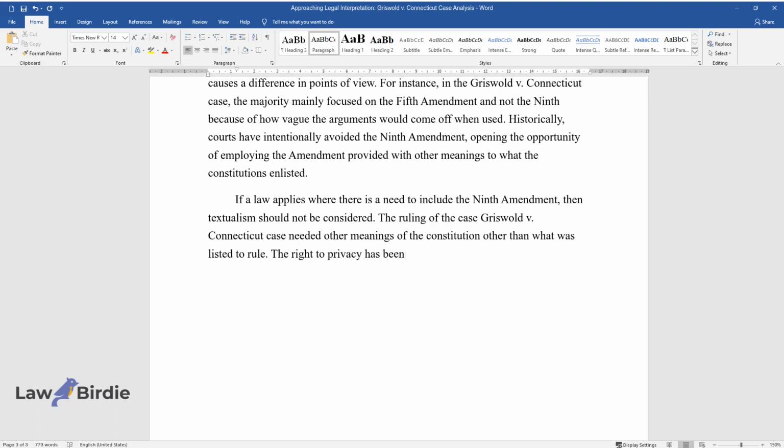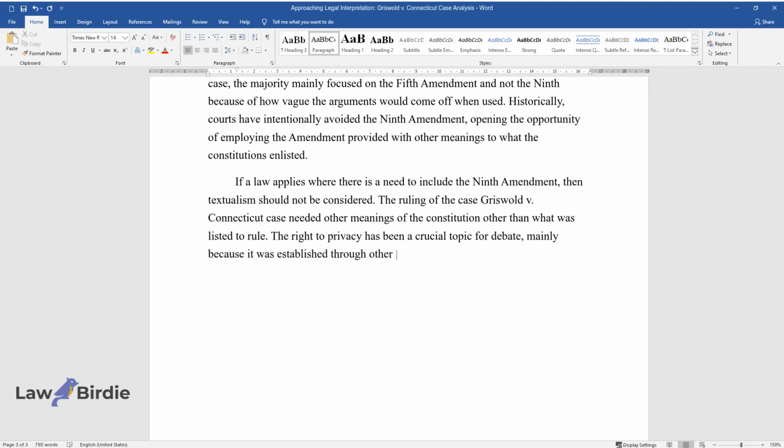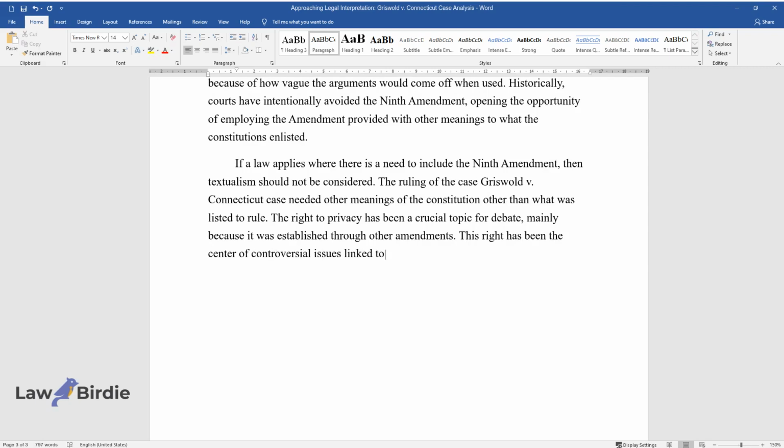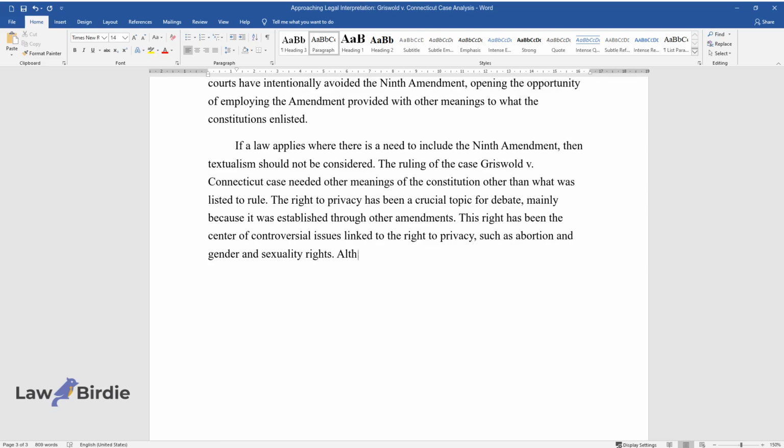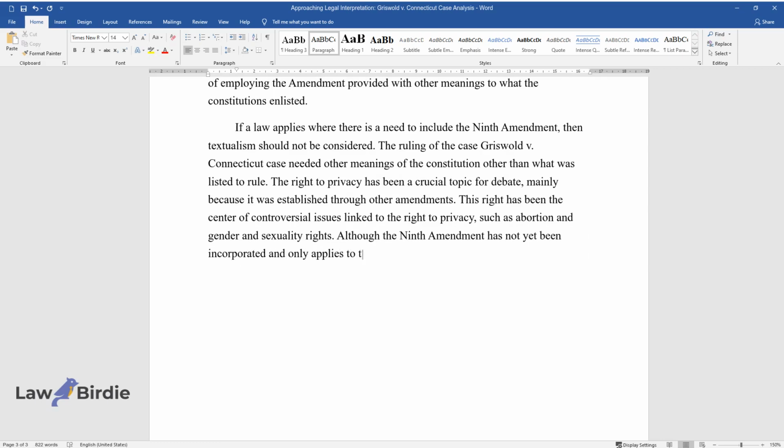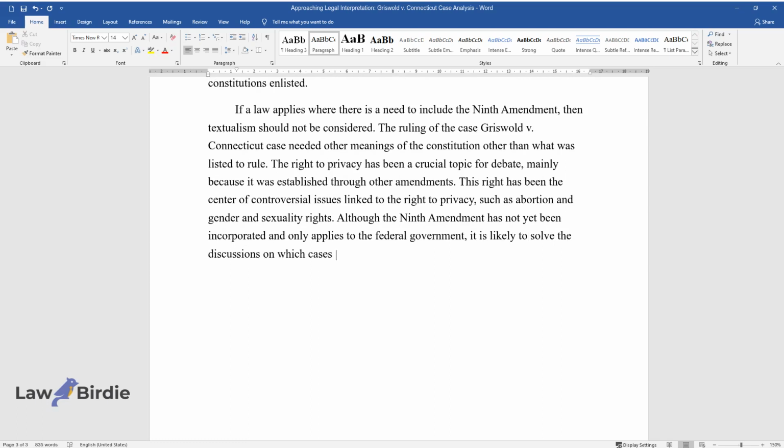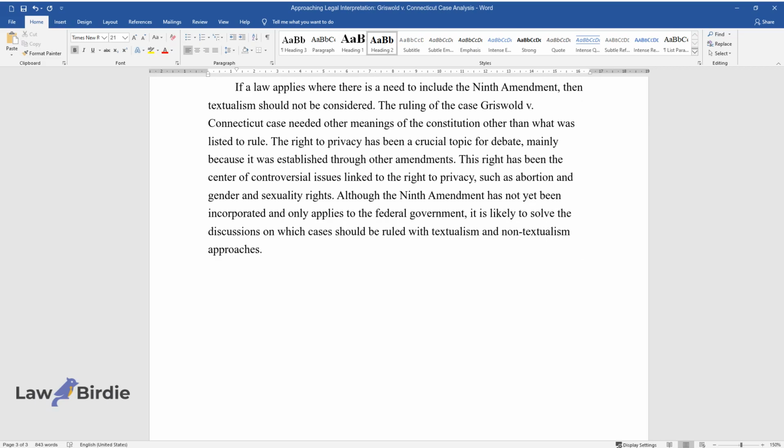The right to privacy has been a crucial topic for debate, mainly because it was established through other amendments. This right has been the center of controversial issues linked to the right to privacy, such as abortion and gender and sexuality rights. Although the Ninth Amendment has not yet been incorporated and only applies to the federal government, it is likely to solve the discussions on which cases should be ruled with textualism and non-textualism approaches.